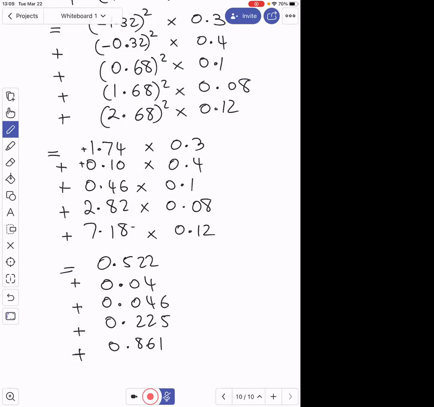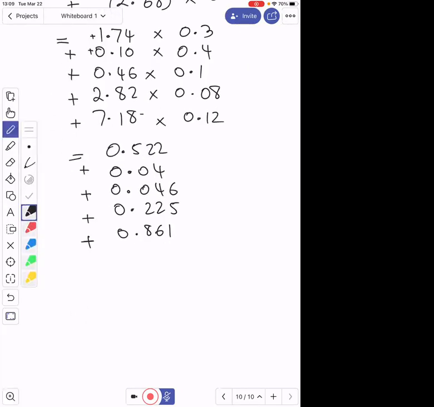Actually, I had the wrong number from my notes. So now we can just add, and the sum is 1.694. Yeah, I got the same number. Thank you. So this is your S squared. So this is your variance.